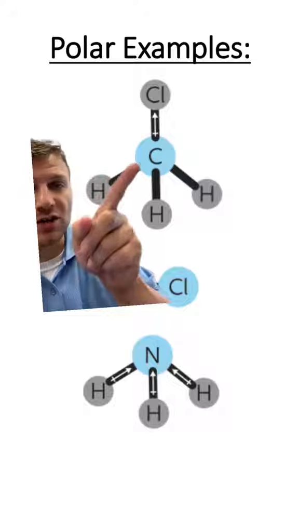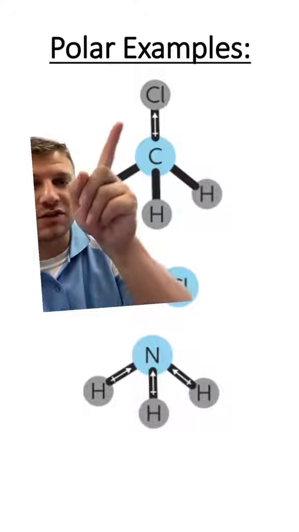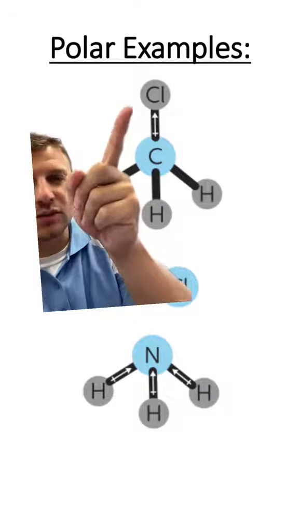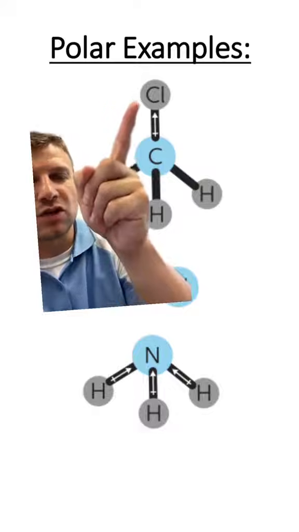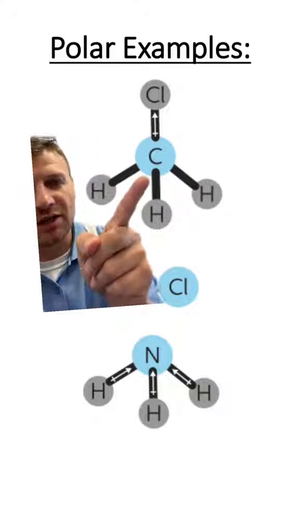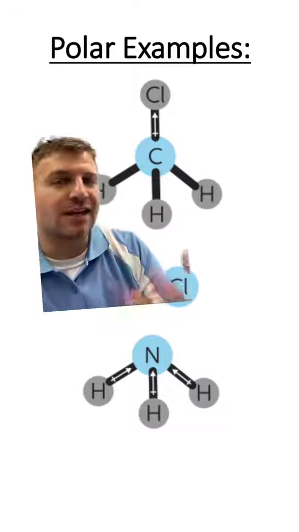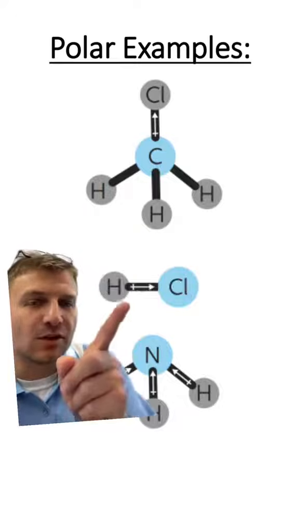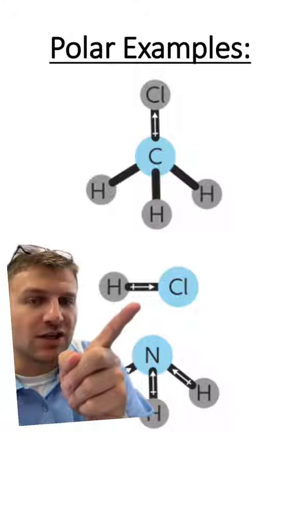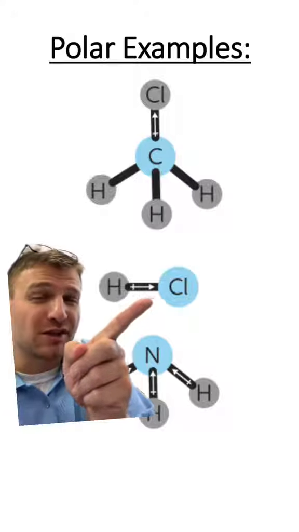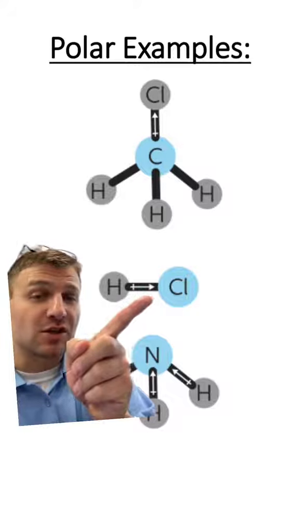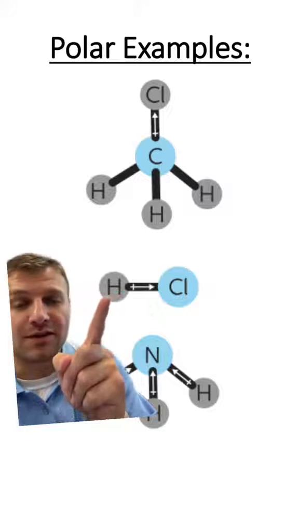So you can see our central carbon here surrounded by 3 hydrogens and a chlorine atom. And this chlorine atom is going to pull on the electrons more than the hydrogen atoms will. So what that's going to do is it's going to pull the electrons up here and create a negative charge. Same with the chlorine in this molecule. You can see the electrons being pulled by the chlorine just a little bit more that way. So we're going to have a negative charge around the chlorine and a positive charge around the hydrogen.